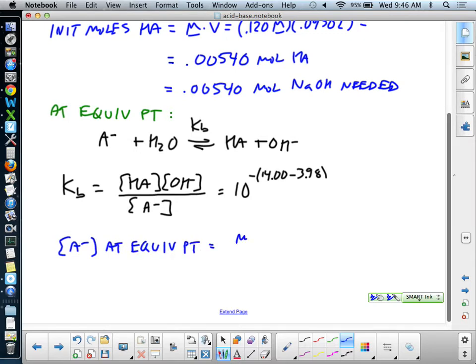So A minus at the equivalence point is equal to moles of A minus produced over volume. Well, we already said that the moles of A minus that we're producing is equal to the initial moles of HA.